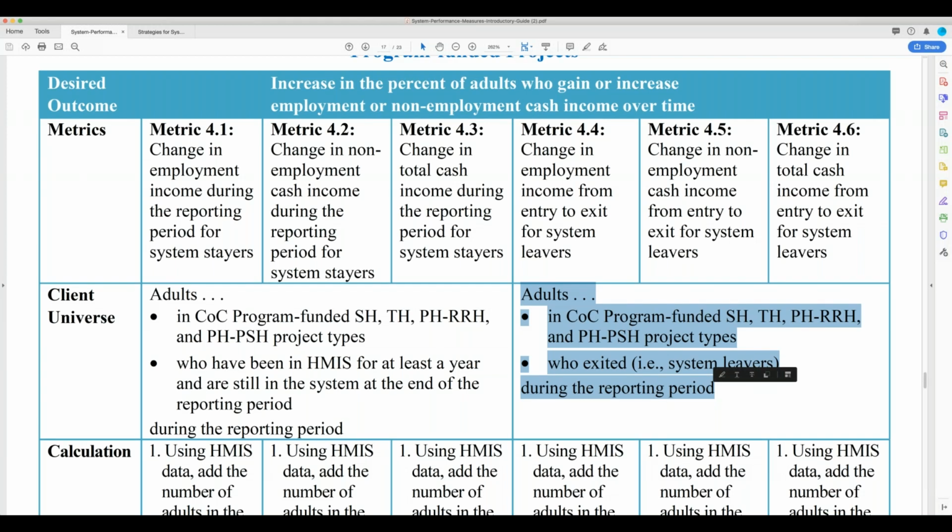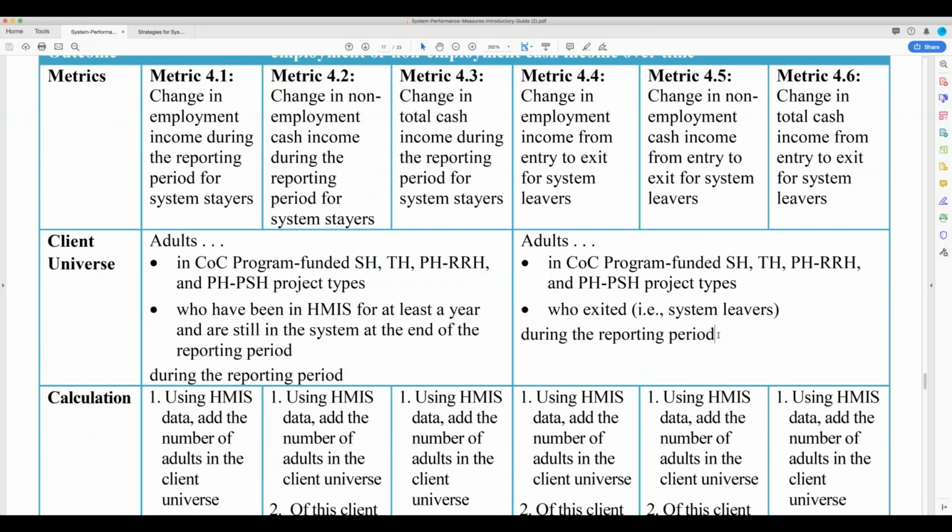So the hope would be that the majority of these folks who are exiting would be folks who, for instance, left a permanent housing program and stayed permanently housed, or they left transitional housing and leased up in an apartment on their own. And so we are hopeful that over the course of their stay, the reason that they were able to move on to a permanent housing location is because they increased their income.